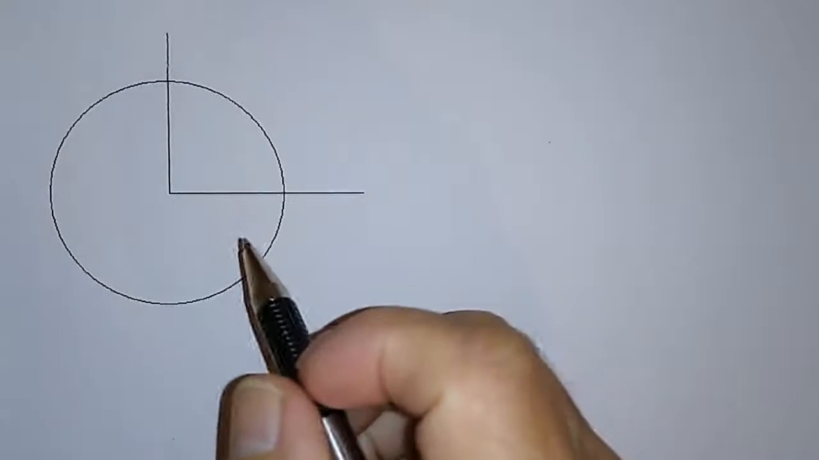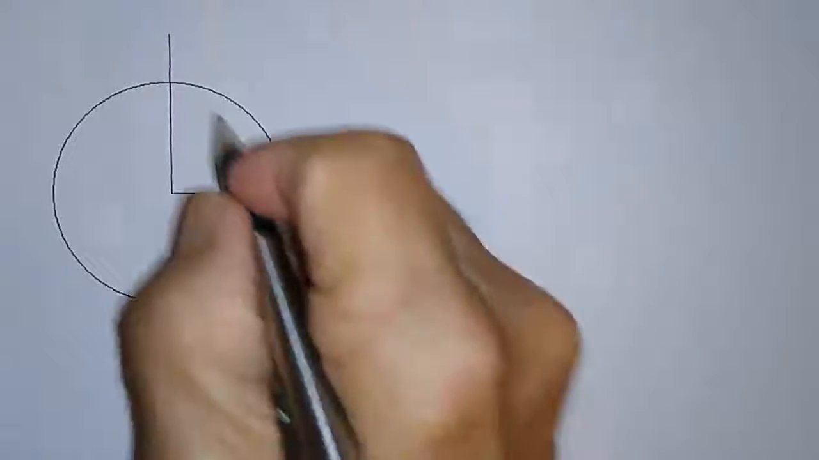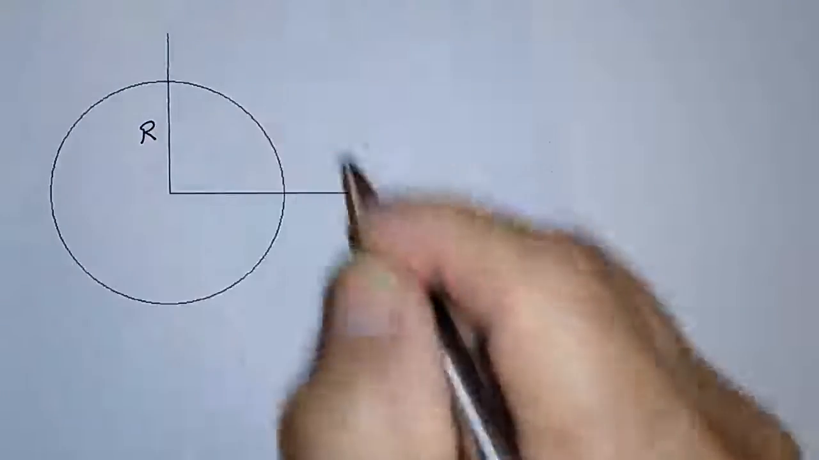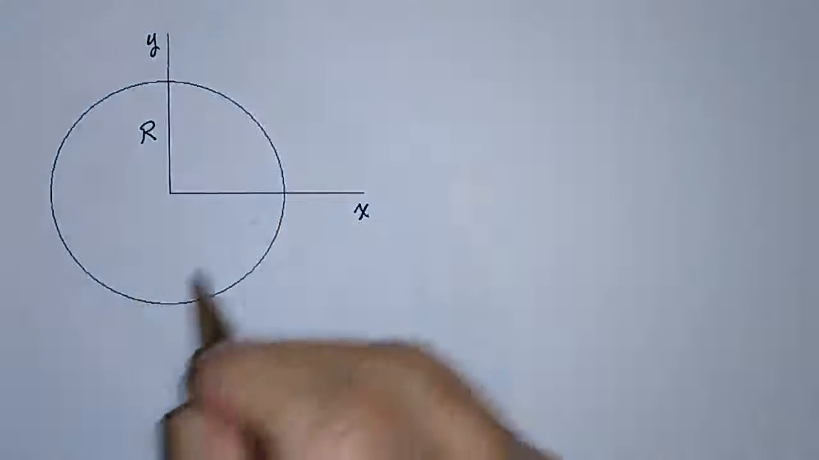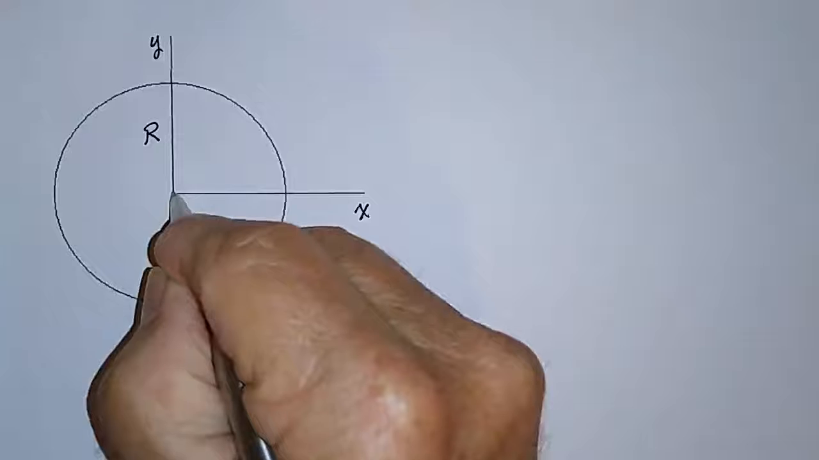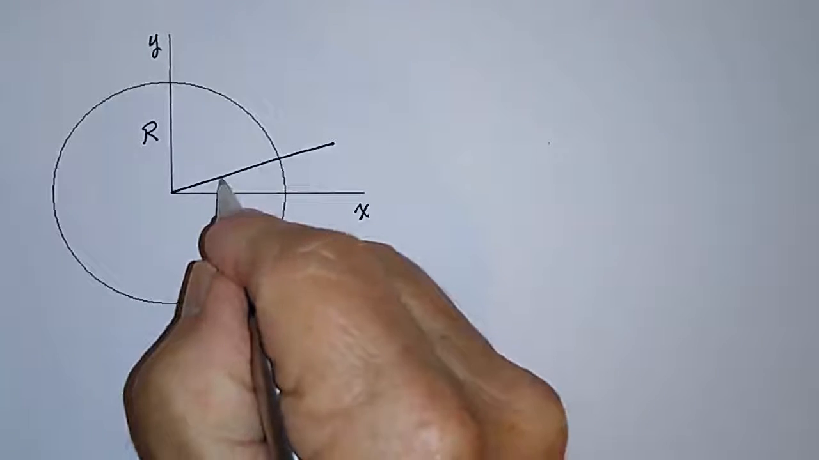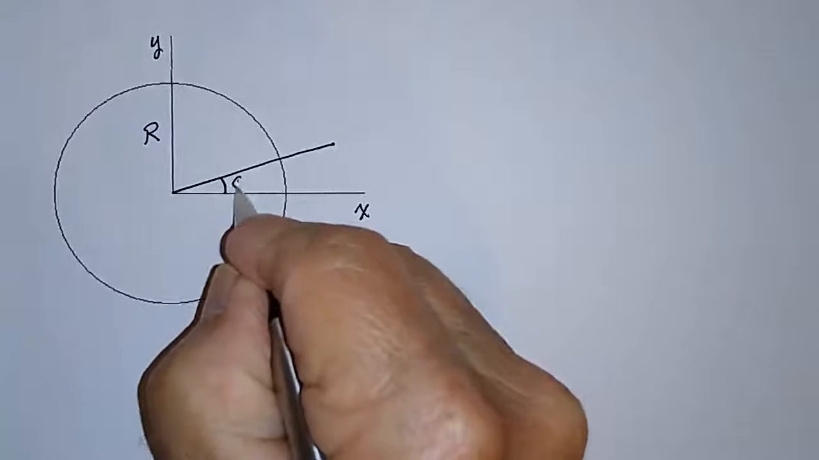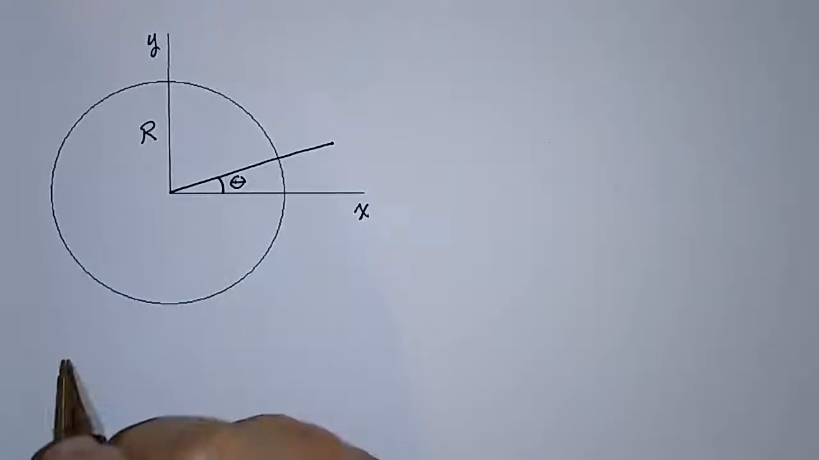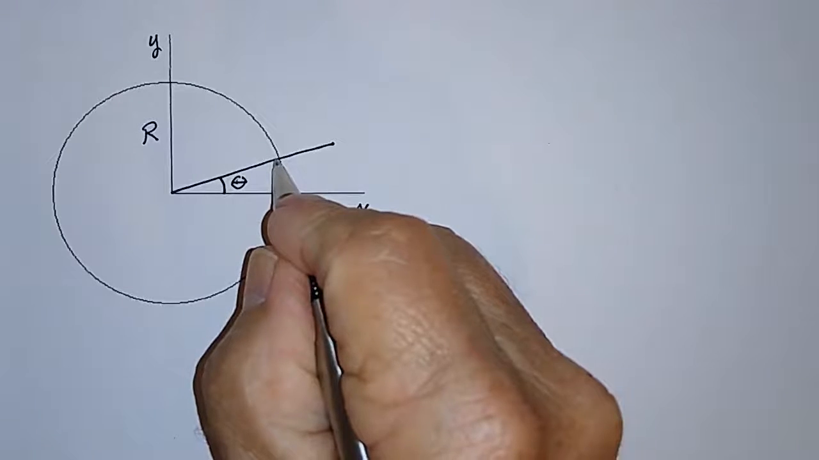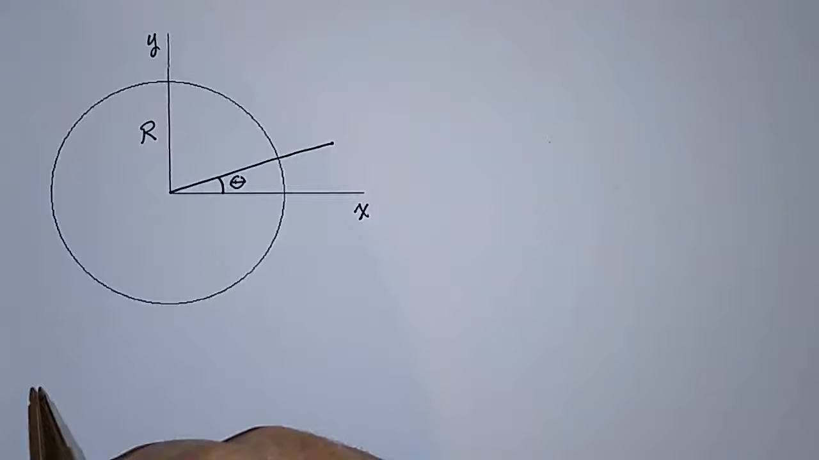So what is a radian? Well, let's say that we have a circle like this with radius r. Let's say this is the x-axis and this is the y-axis. And if we draw a line like this with respect to the x-axis, it makes some angle theta like this. Measured from here, we say that theta is so many degrees in this direction.